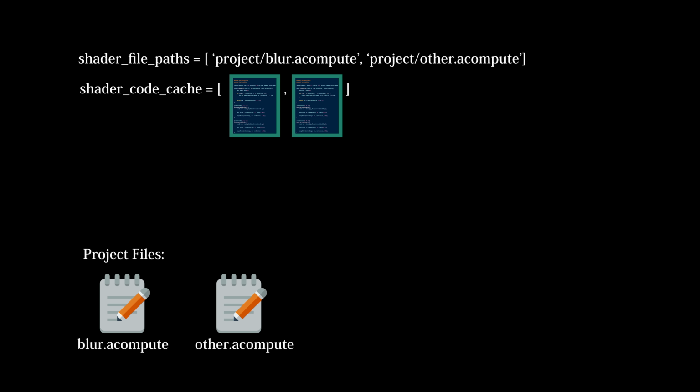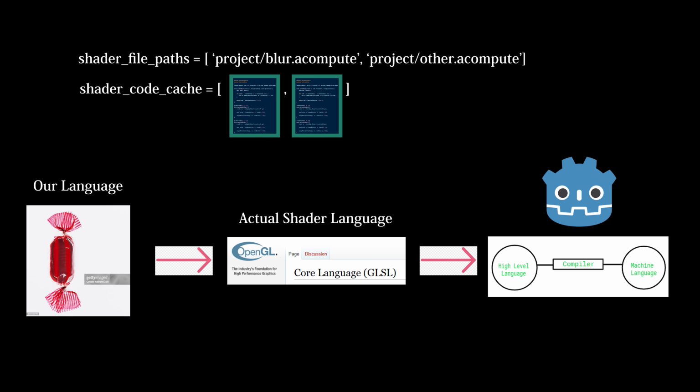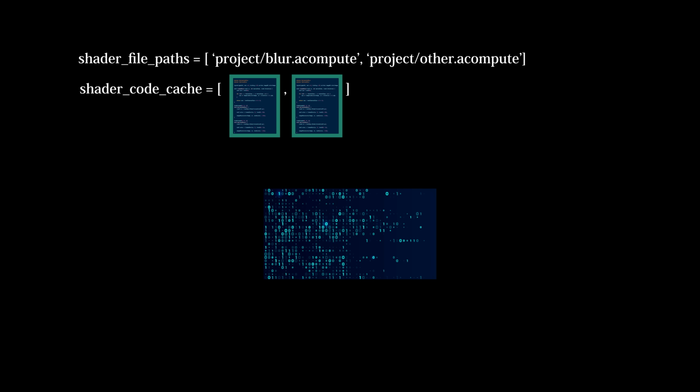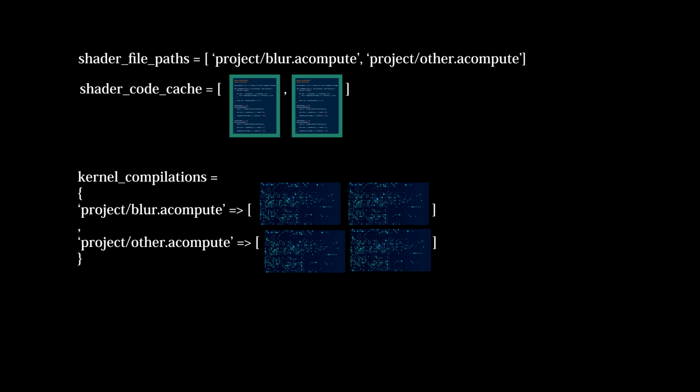On startup, we search all of the Godot project files for those that have A-Compute as their file extension, and cache their file paths as well as the shader code. Then, we run the files through our A-Compute interpreter, compile each kernel, and store the references to the kernel compilations in a hash table with the file path as the key.